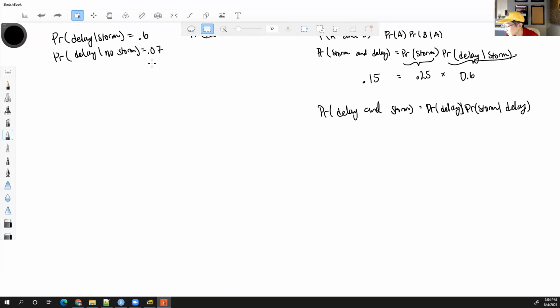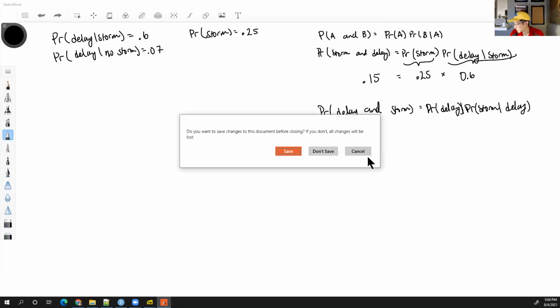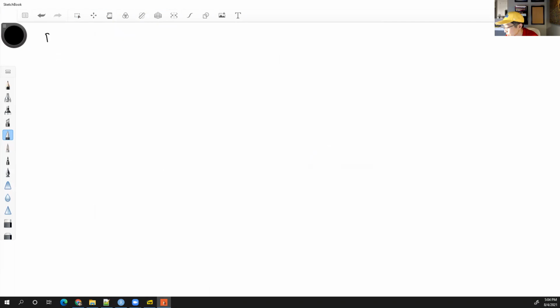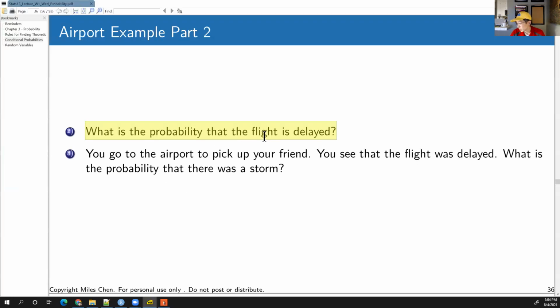So I'm going to copy. Oh, shoot, I can't do it. Okay, let me just create a new slide here. All right, so we've got probability of delay given storm, 0.6, probability of delay given no storm, 0.7, and the probability of a storm is 0.25. Okay, and so the question is, what's the probability the flight is delayed?